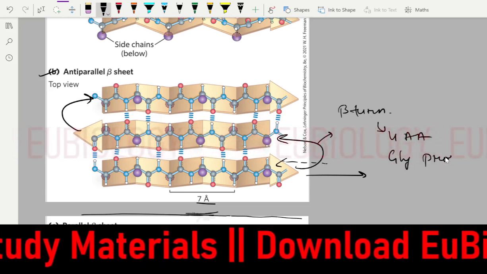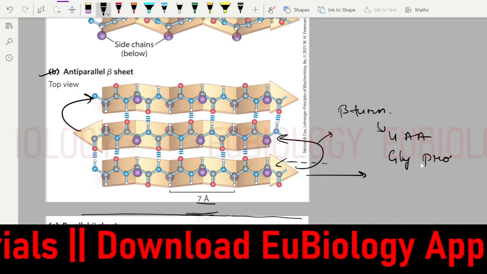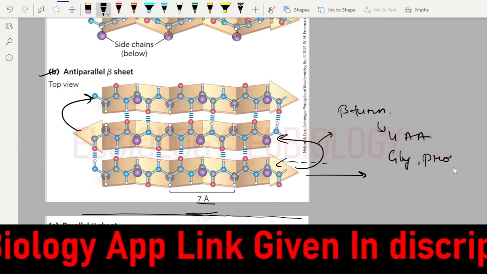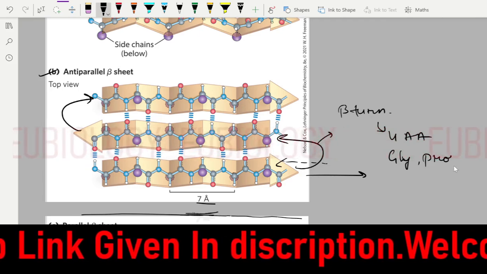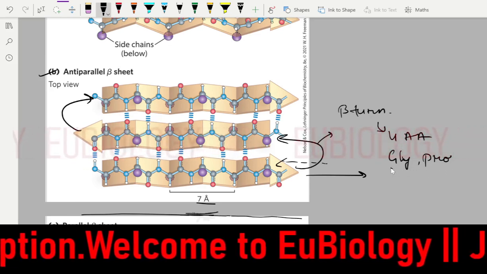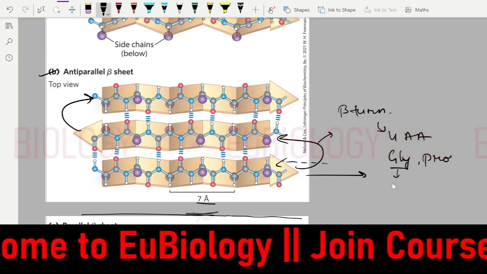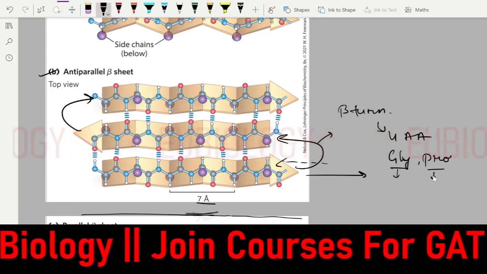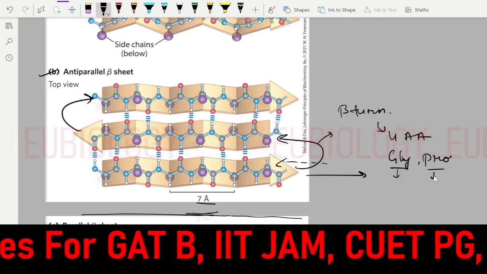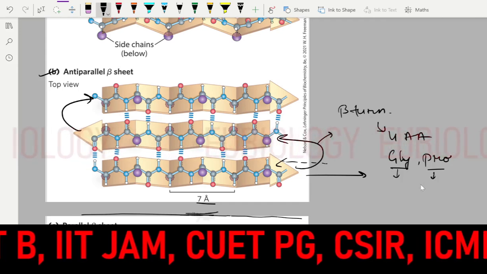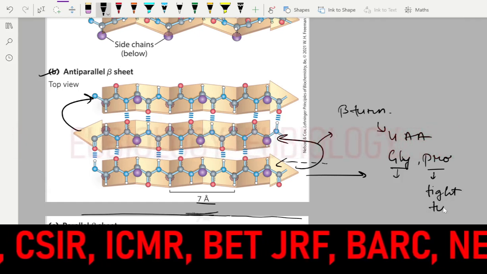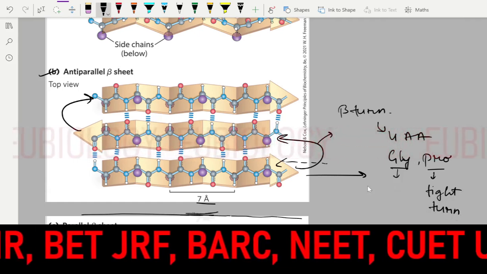Now this is the important thing: glycine and proline often occur in the beta turn. The former, glycine, is there because it is small and flexible, and proline is there because it will readily assume the cis configuration. It is amenable to the tight turn, which is important for this turn, and it will give flexibility.